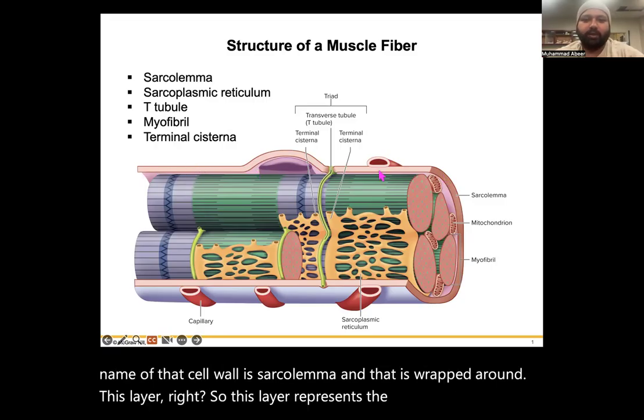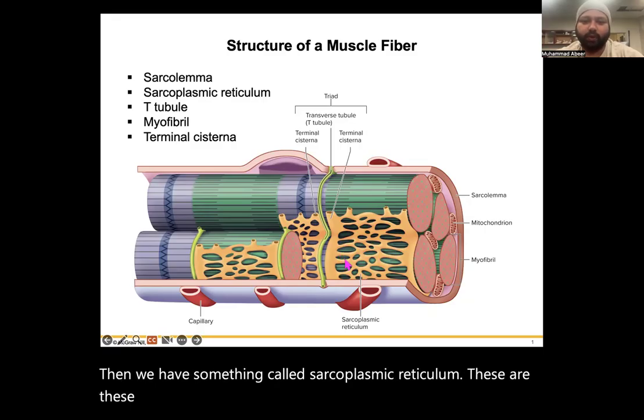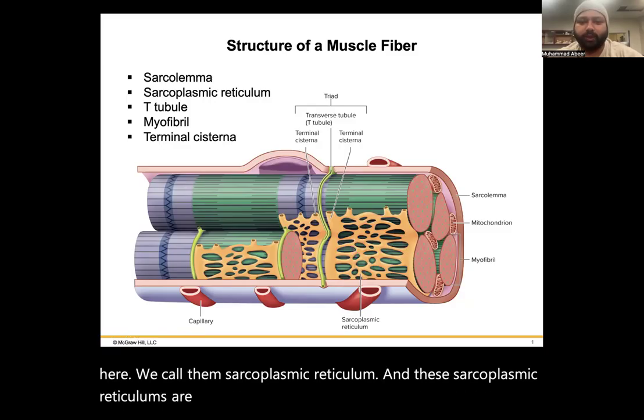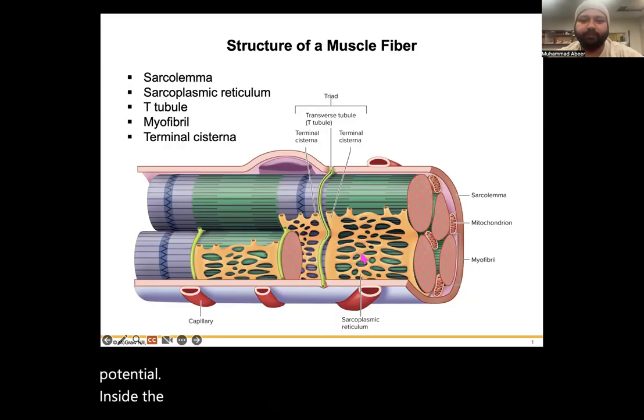And then we have something called sarcoplasmic reticulum. These are these yellowish, folded structures that we see here. We call them sarcoplasmic reticulum. And these sarcoplasmic reticulums are actually a smooth endoplasmic reticulum, and they store calcium, and calcium is essential to generate an action potential inside the muscle cell, right?